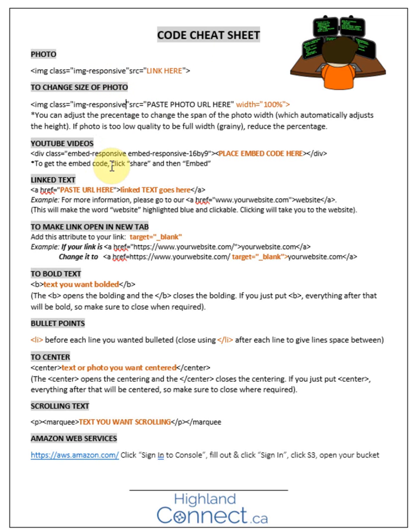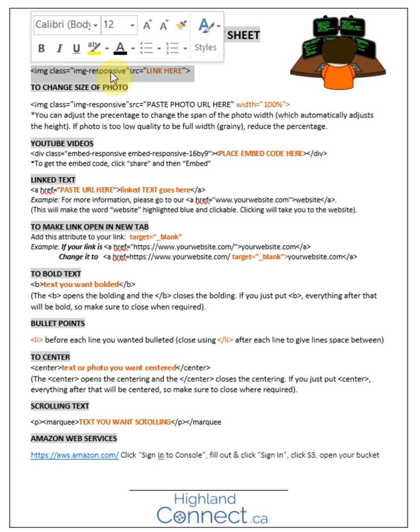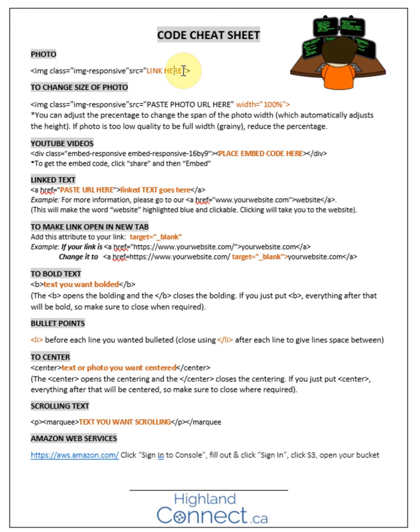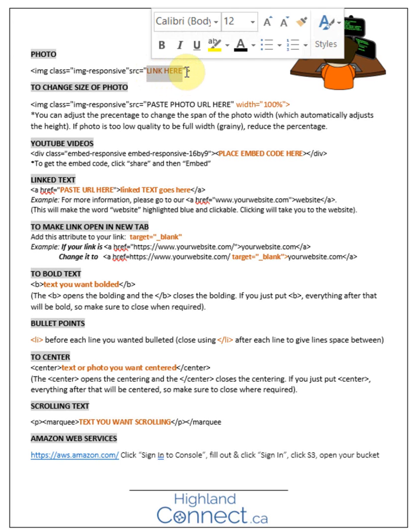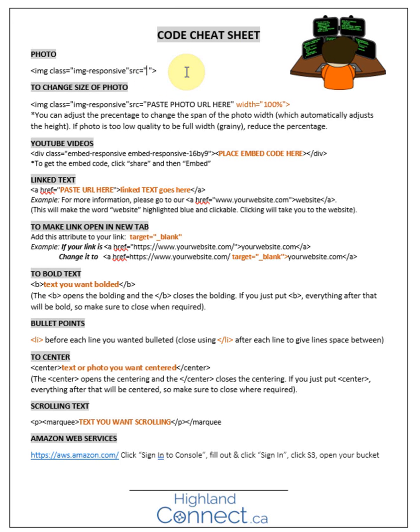Some of the codes are in the other instructional documents when necessary, like when they come up, but this is something you can have open while you're working on your records. You can just open it, copy the link, paste it into the information section, and then do whatever else you need to do. So for example, if you were to do a photo, you would take this link, copy it, paste it into the information section of the record, and then where it says "link here," you would take that out and paste the link from Amazon Web Services, where the photo is hosted.